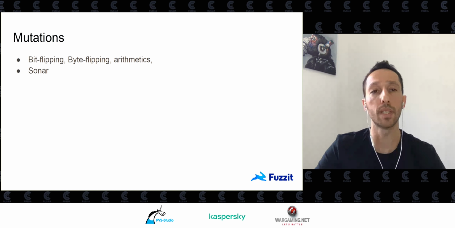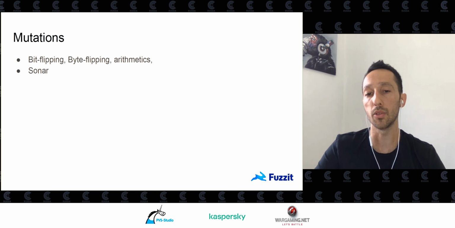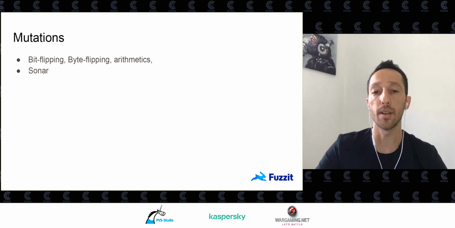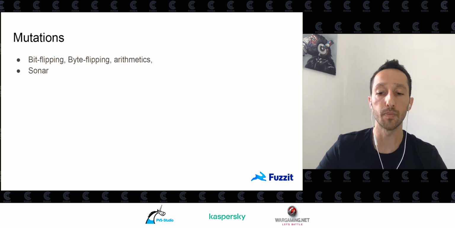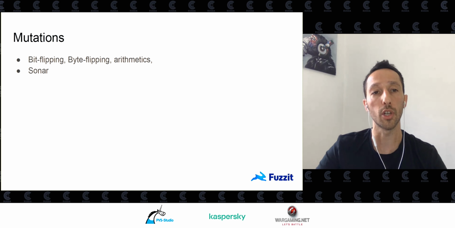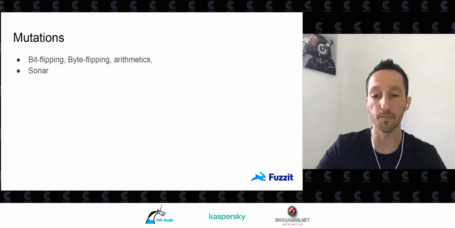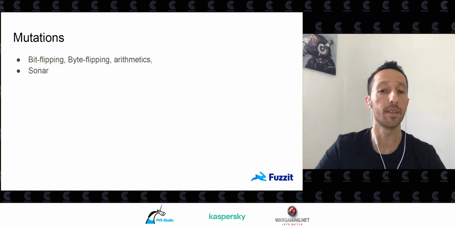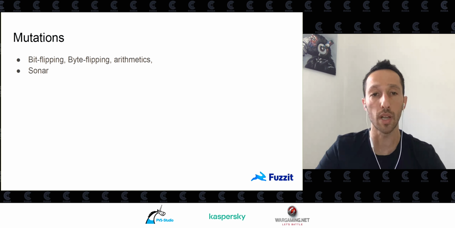They are bit flipping, so just taking random bits from the test cases that are in the corpus and flipping them. Byte flipping is just taking random bytes from the test case and XORing with a byte which is all ones. So it will flip all the values for this specific byte that was chosen randomly.